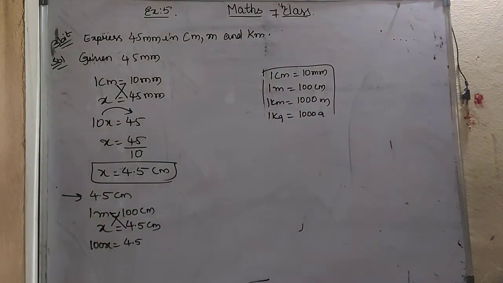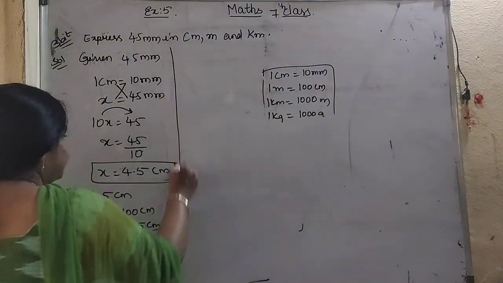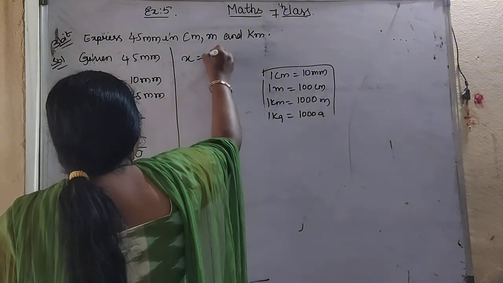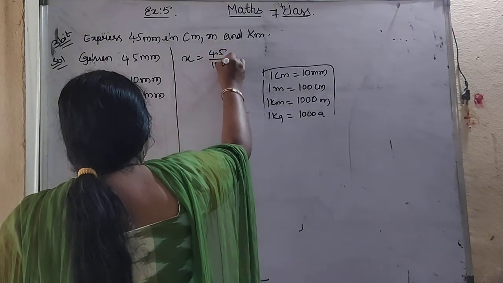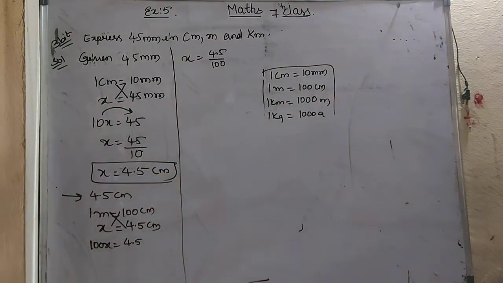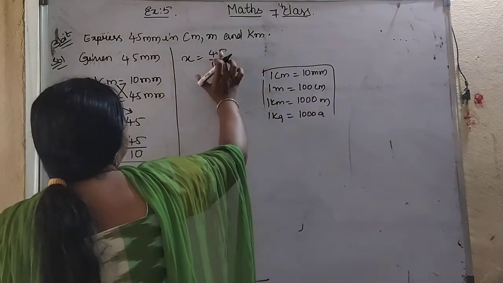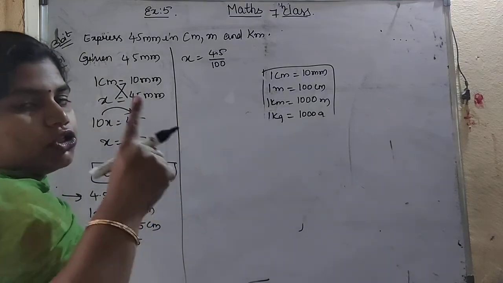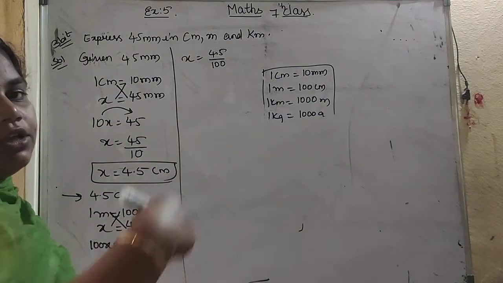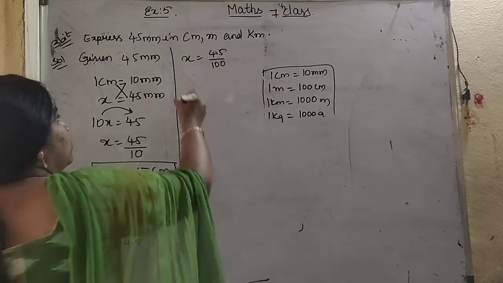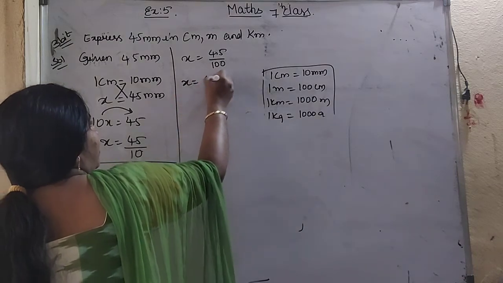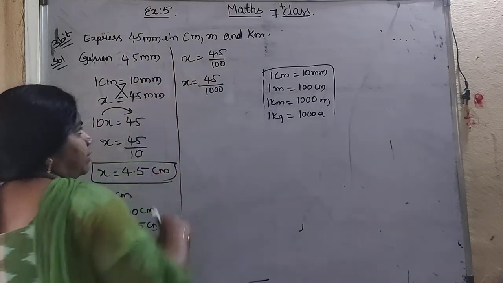Transpose this 100 to the other side. So it will be 4.5 by 100. Here I am removing the point. After the point you have only one digit, so if you are removing the point in the denominator, you have to place a 0. So x is equal to 45 by 1000.